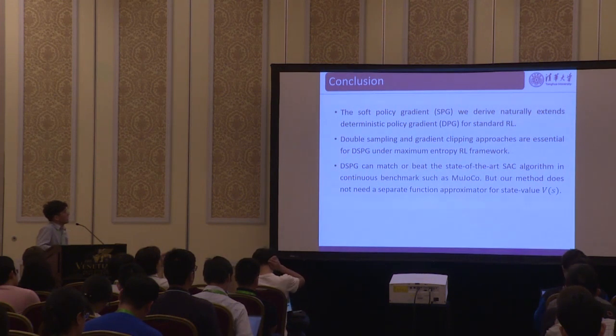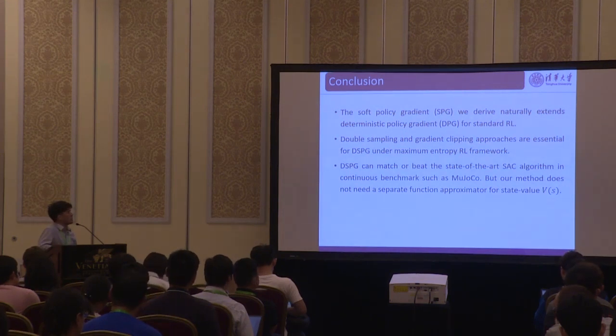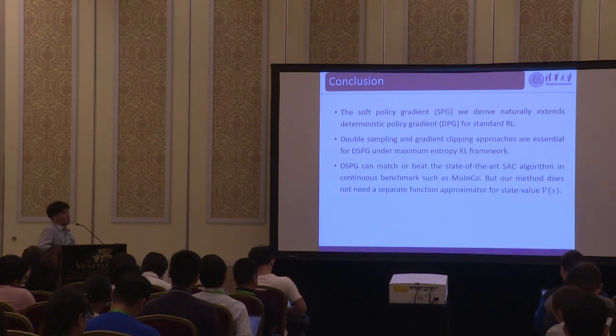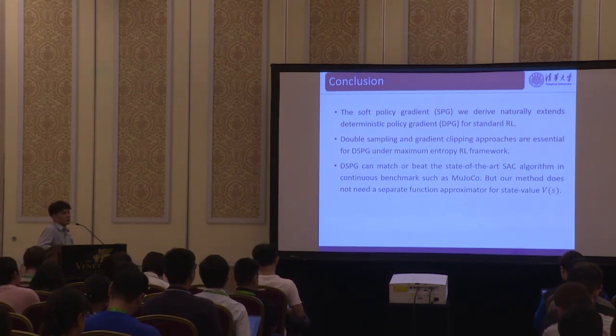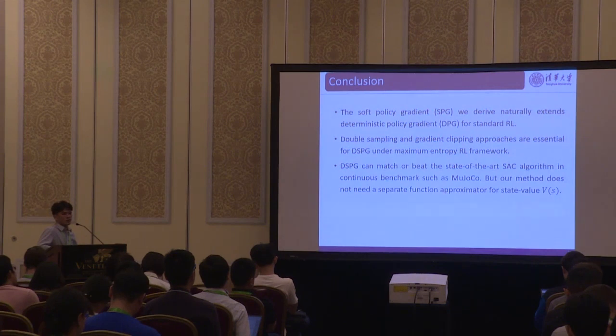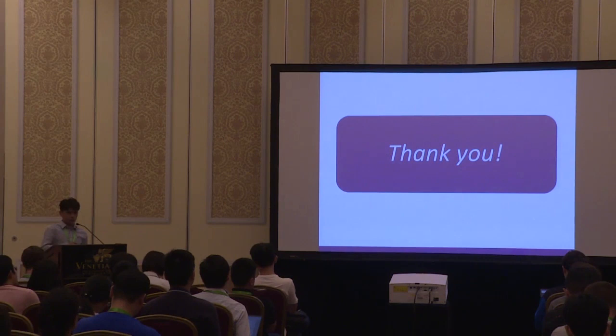Finally, DSPG can match or beat the state-of-the-art soft actor-critic algorithm in continuous control benchmarks such as MuJoCo, but our method does not need a separate function approximator for state value, which is necessary to stabilize learning in soft actor-critic and will lead to additional approximation errors. Okay, that's all. Thank you.